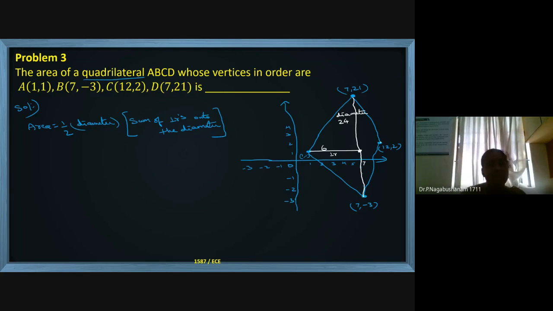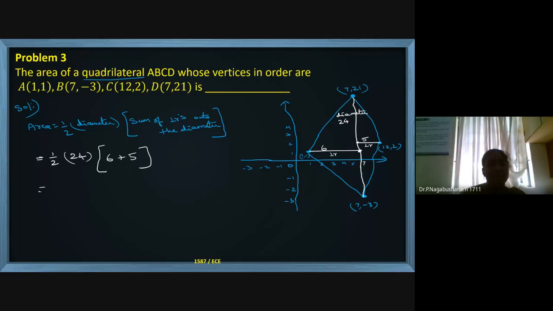Now, if you draw another perpendicular from the other vertex to the diameter, here x value on the diameter is 7, on the vertex x value is 12, so this is 5 units, because 12 minus 7 is the length of the perpendicular. Now according to our area calculation, it is half, diameter is 24 units, and the perpendiculars are one 6 units, another 5 units.